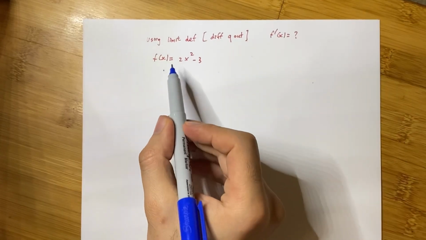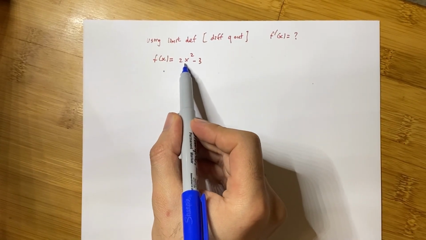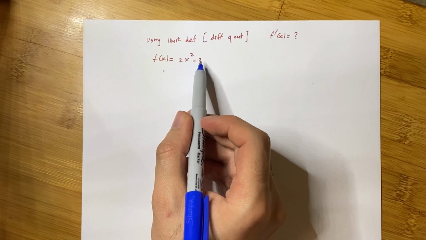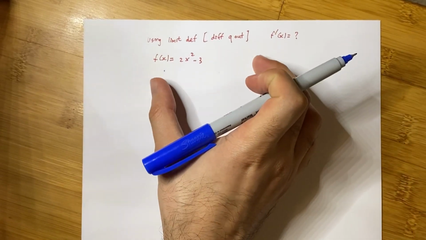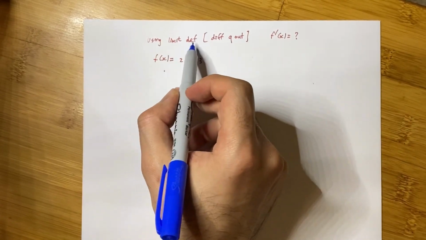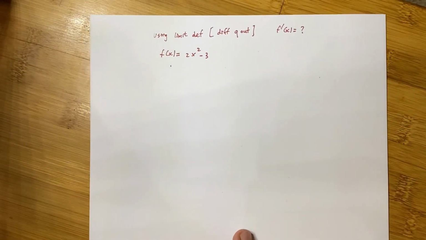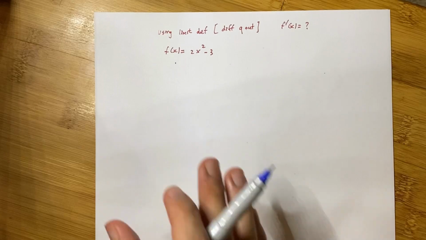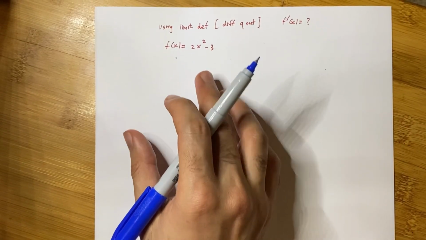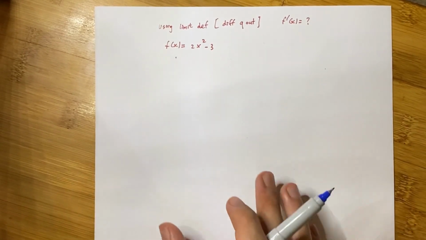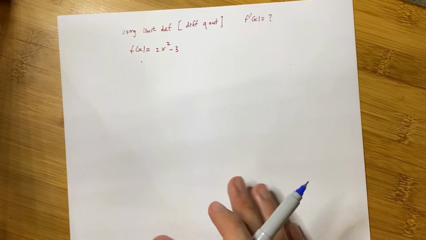So here we have this function, which is 2x squared minus 3, and we want to find its derivative using the limit definition of a derivative, which is the difference quotient. Okay, so first we can use the power rule and the derivative of a constant.